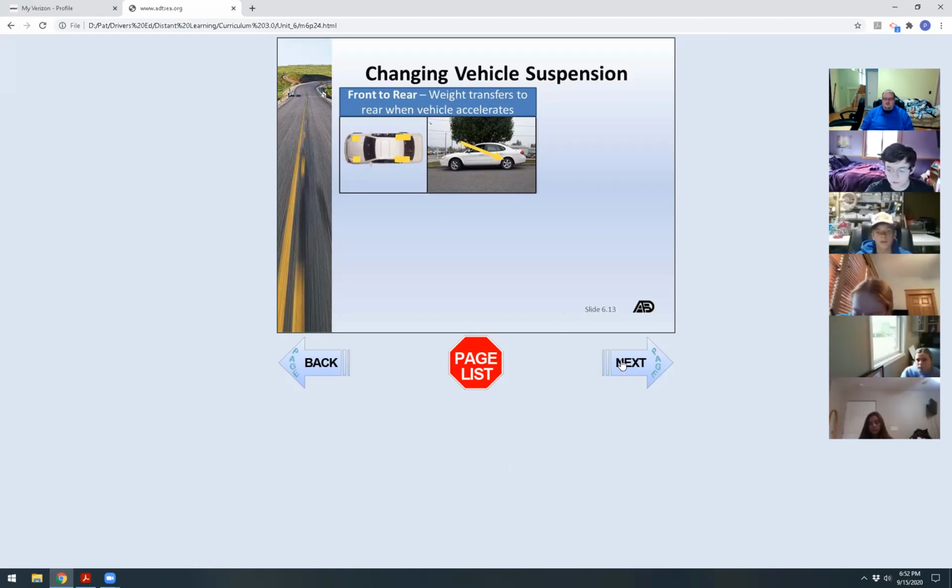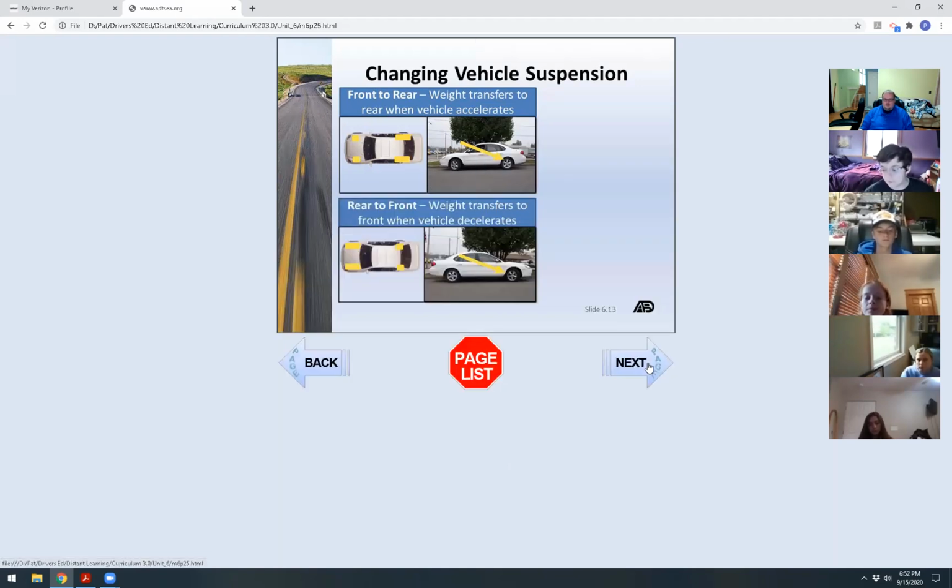Things to consider when you're driving: you've got to drive at safe speeds. Slamming on the brakes is going to put all the weight in the front.